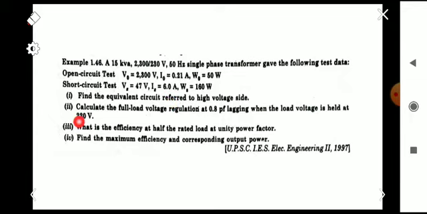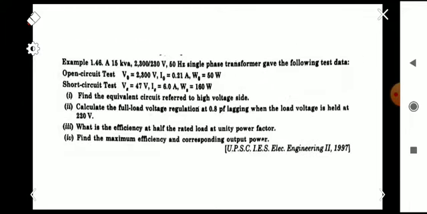And second one, calculate the full load voltage regulation at 0.8 power factor lagging when the load voltage is held at 220 volt. Then third point, you have to find the efficiency at half the rated load at unity power factor. And last one, find the maximum efficiency and corresponding output power. So it's a very important problem. Normally the questions like maximum efficiency and the corresponding load at maximum efficiency are asked in the question paper.